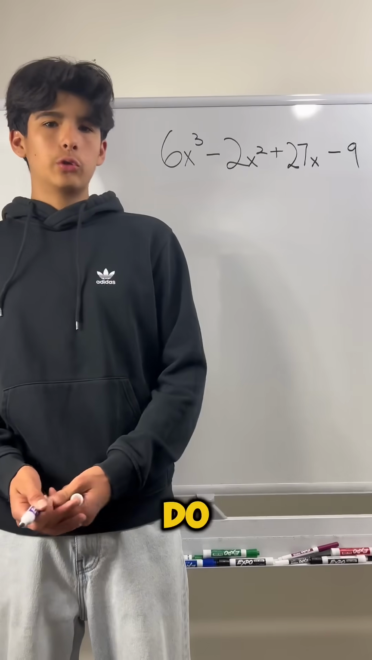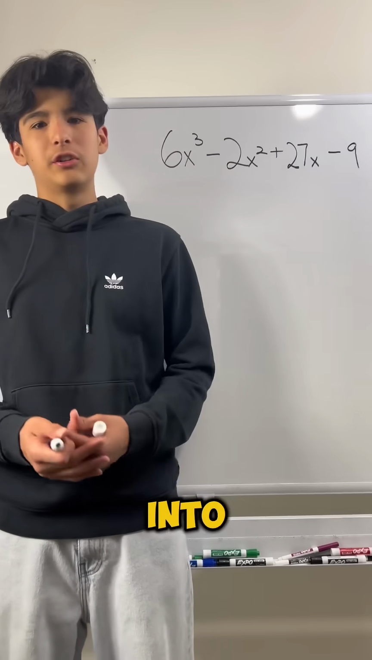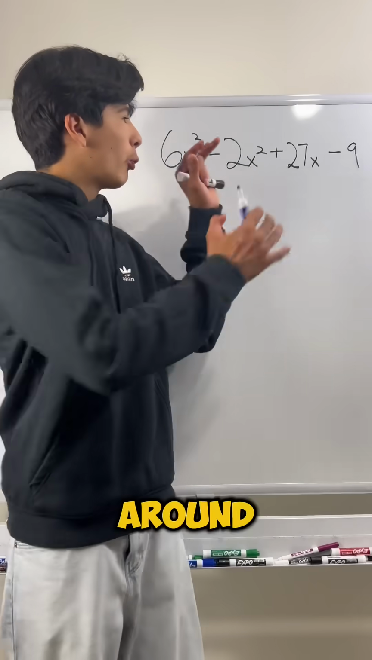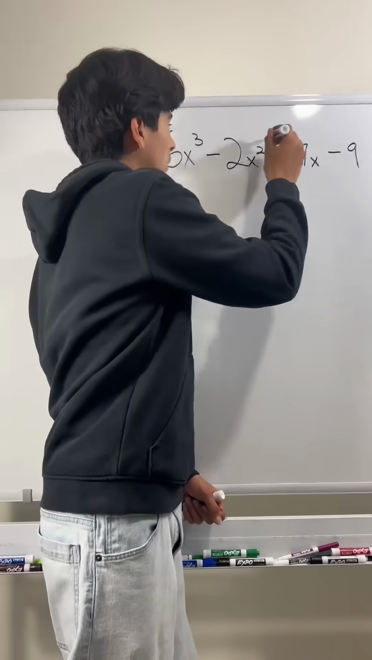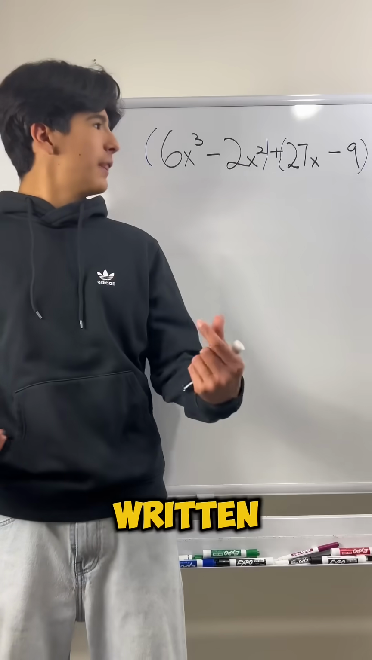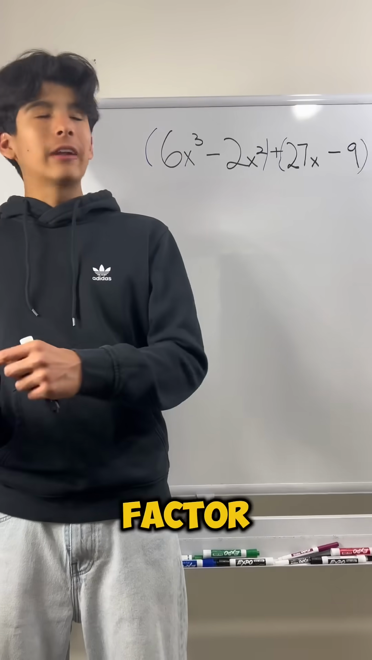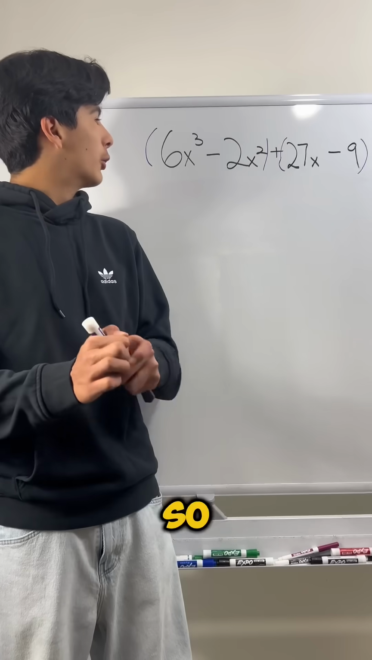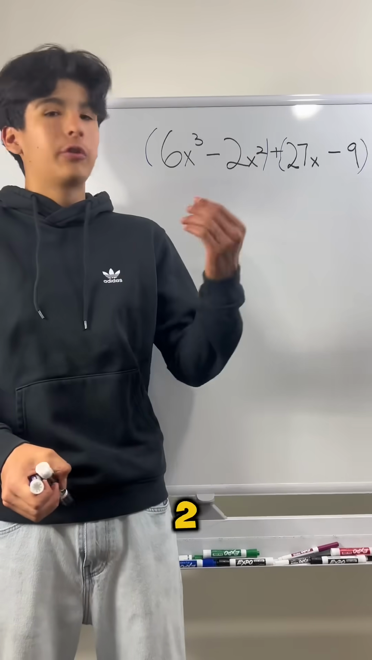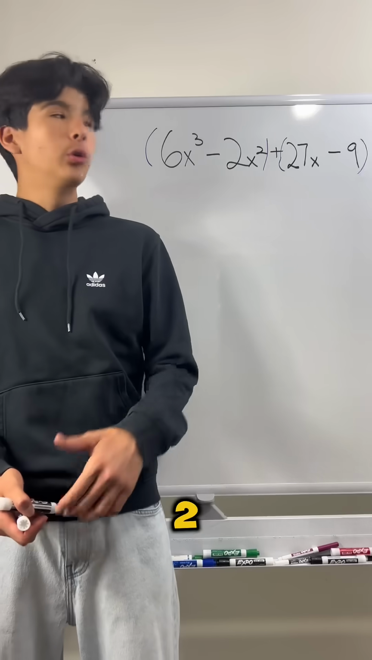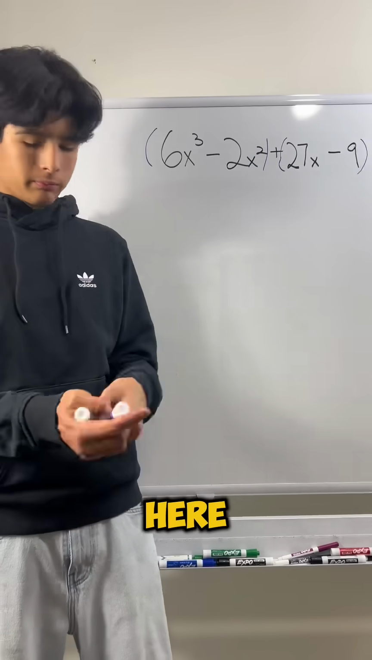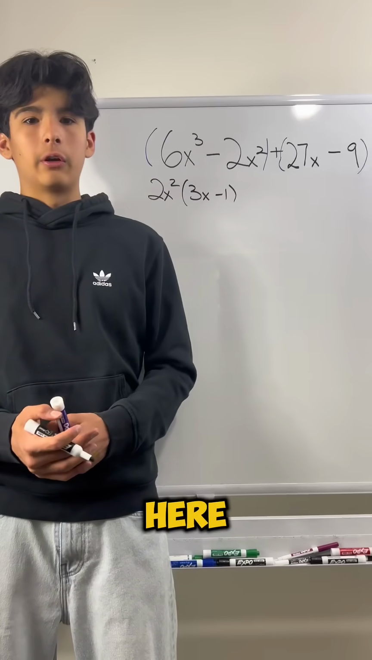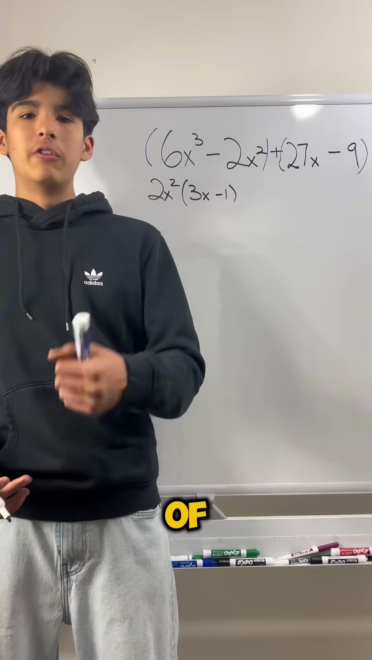So the way that we do grouping is just by splitting this into two groups. And the way I'm going to do that is just writing parentheses around this and here. So now that we've written these in groups, we can factor things individually because now you can actually factor. So here we have a greatest common factor of 2x squared. So I'm going to factor 2x squared from this group right here. And then we could factor this group over here. And it has a common factor of 9.